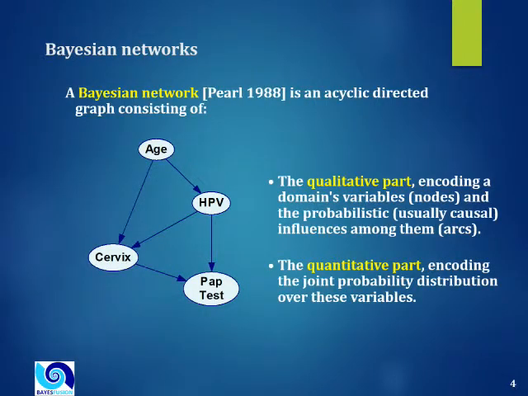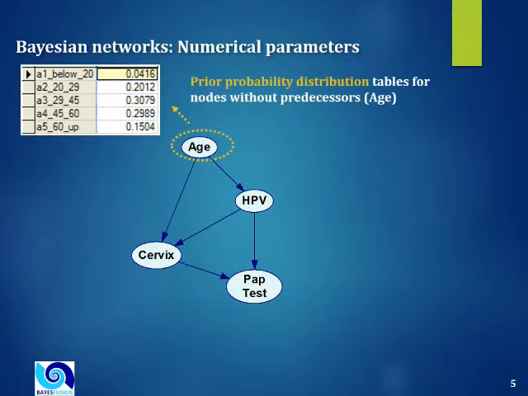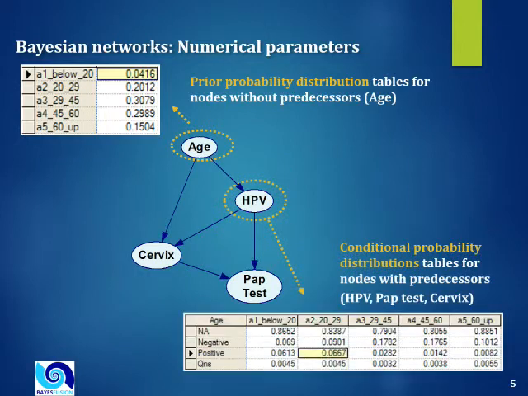Bayesian networks are acyclic directed graphs consisting of the structure of the graph, the qualitative part, typically mimicking the causal structure among variables, and the quantitative part, which are the numbers composing the joint probability distribution over the variables. The numbers reside in the nodes of the network. In those nodes that have no predecessors, we have prior probability distributions. In all nodes that have predecessors, we have conditional probability distributions, conditional on the predecessors.